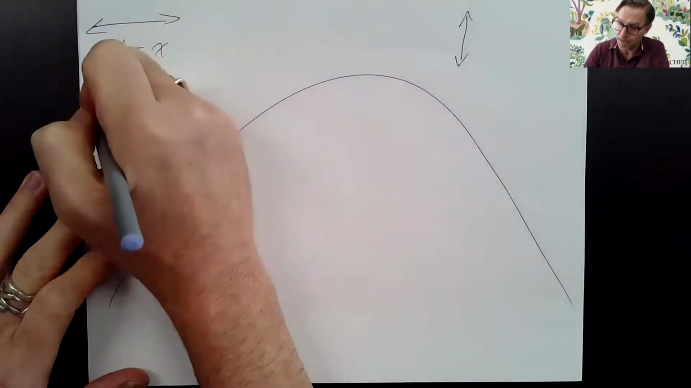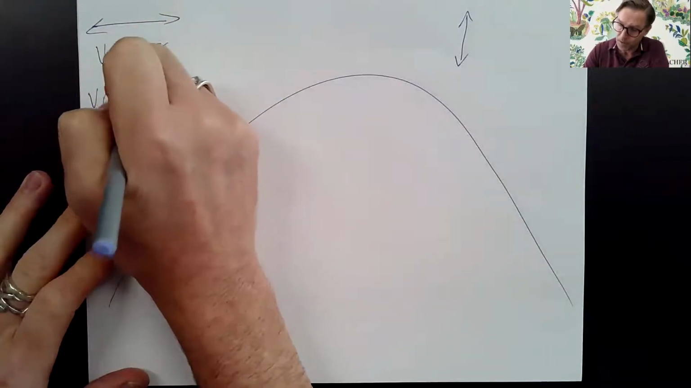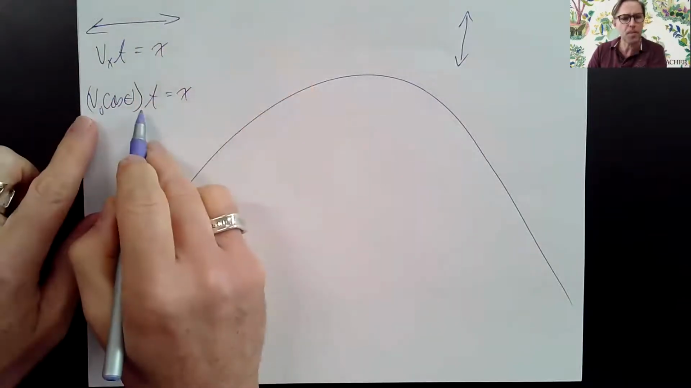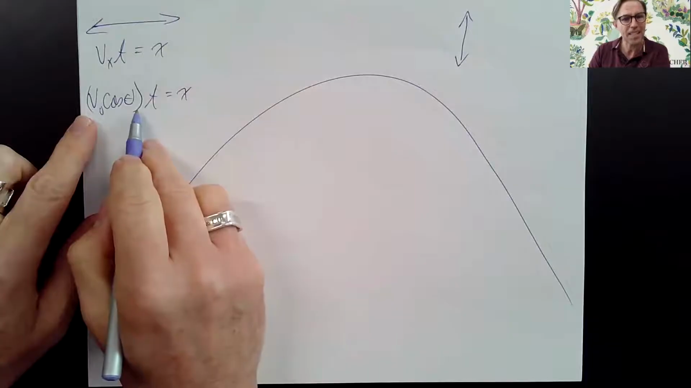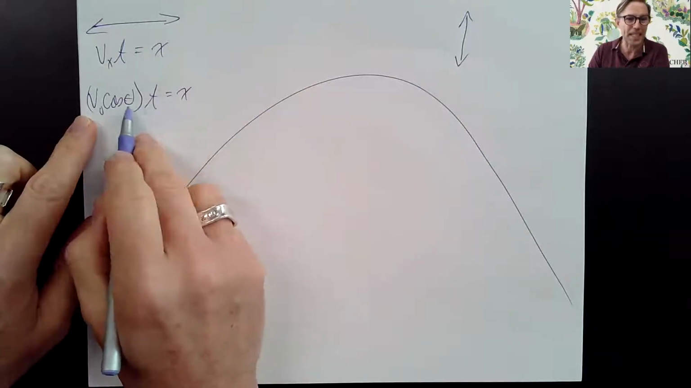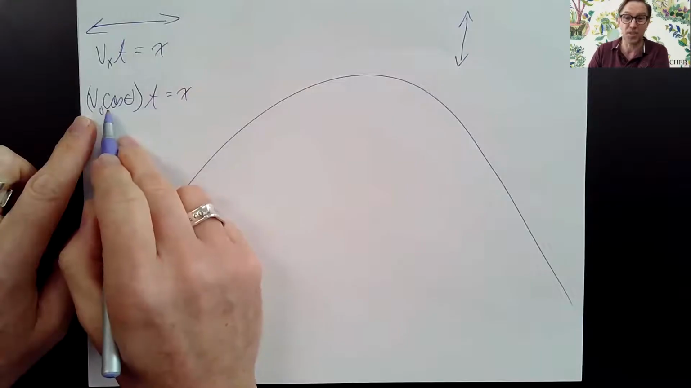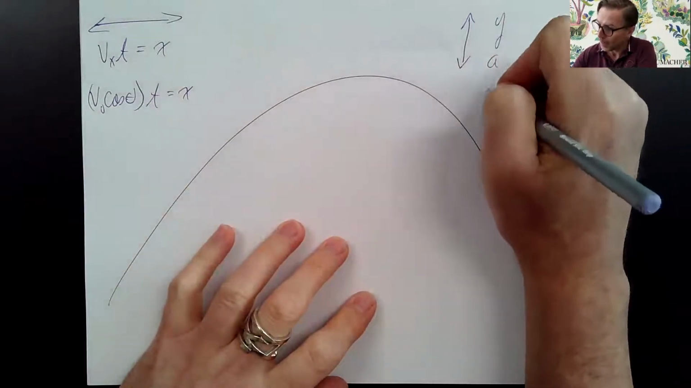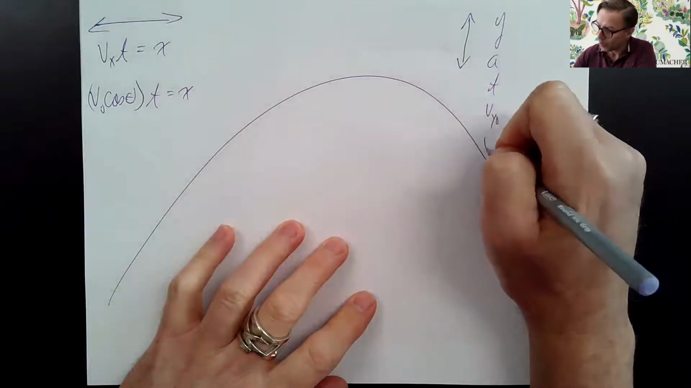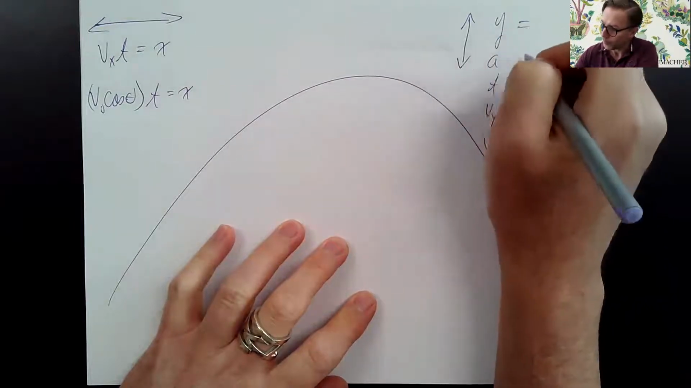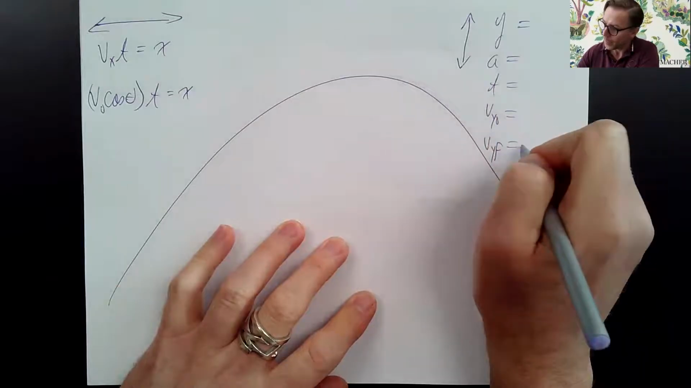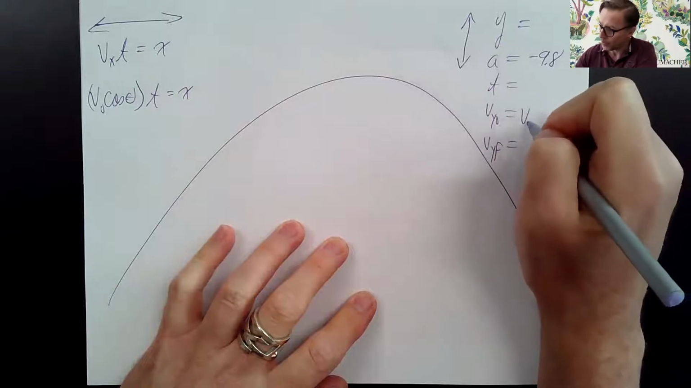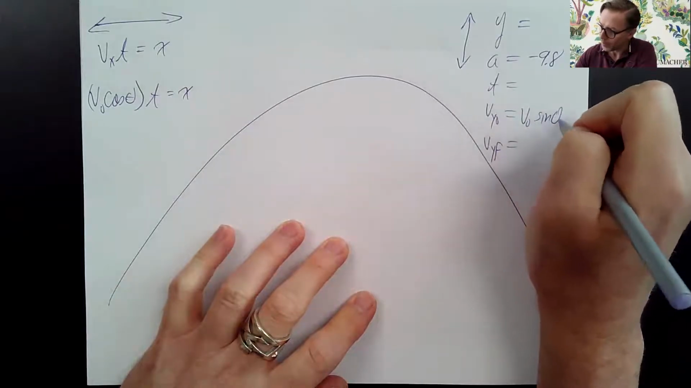Vx t equals x, v initial cosine(theta) times t equals x. Do you know why I put the parentheses there? Because I don't want you to multiply theta by t before you take the cosine. Okay, and then vertically, y equals a t, v initial, v final. And I know a is negative 9.8, and v initial y is v initial sine(theta).